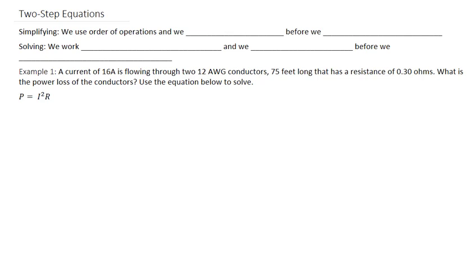Two-step equations. Simplifying, we use order of operations and we multiply and divide before we add and subtract. But when solving, we work backwards. And we add and subtract before we multiply and divide.